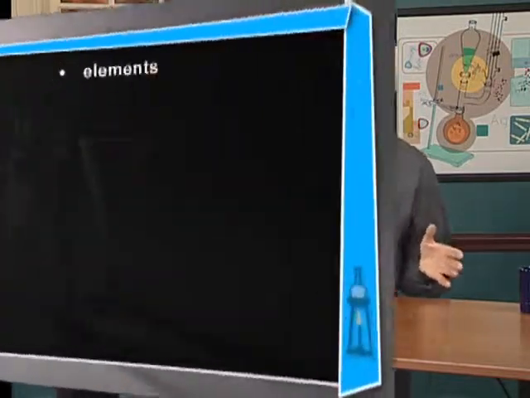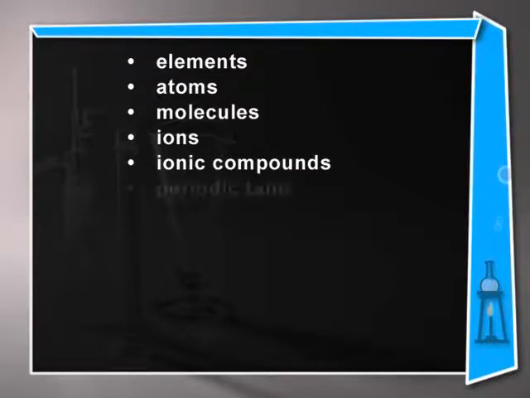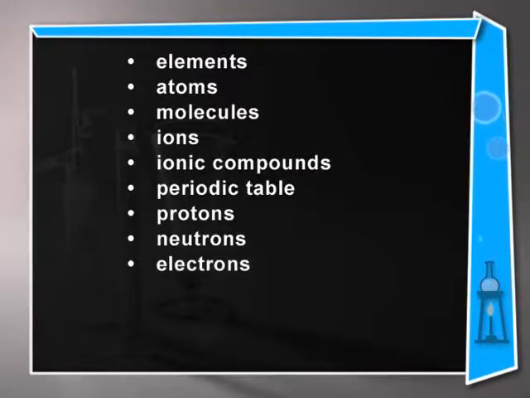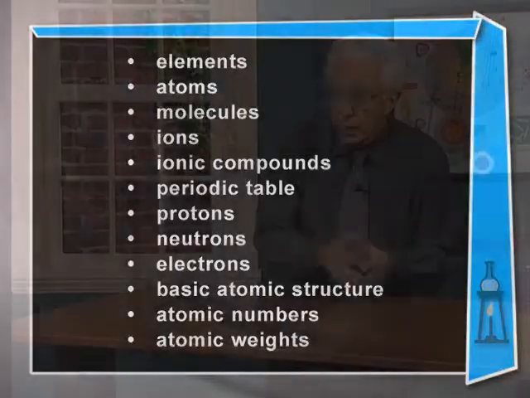If you are entirely new to chemistry, then be sure to pay close attention to what's being covered here. It's fairly basic stuff, but without this background, it can be difficult to clearly communicate later information. We're going to be talking about things like elements, atoms, molecules, ions, ionic compounds, the periodic table, protons, neutrons, electrons, basic atomic structure, atomic numbers, and atomic weights.